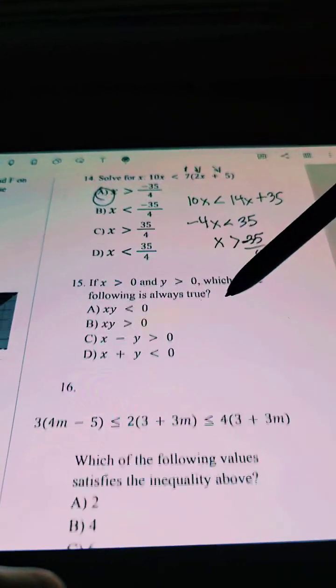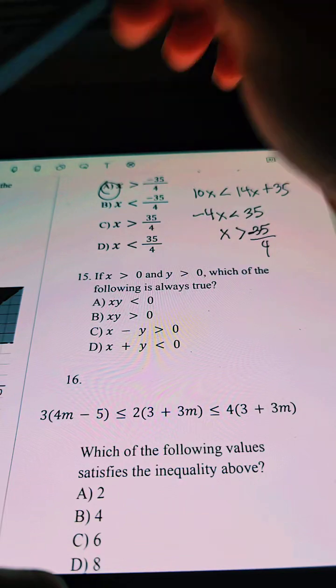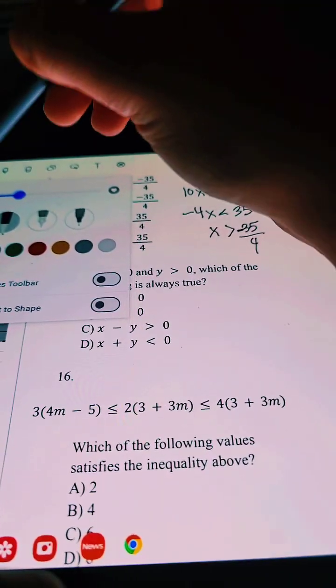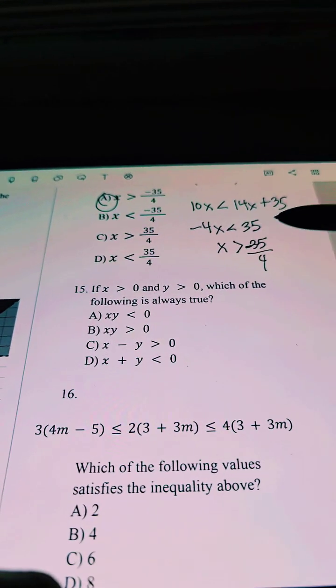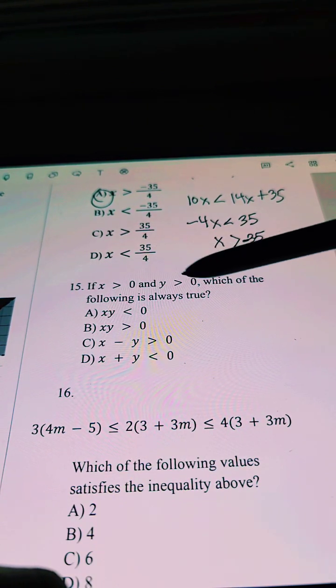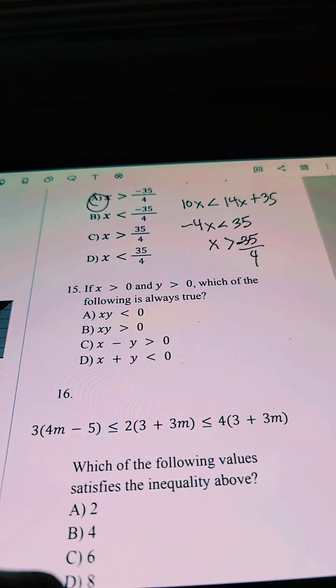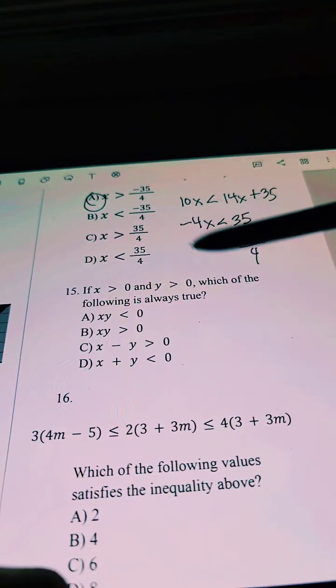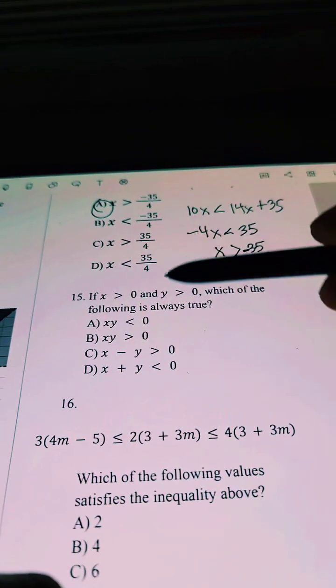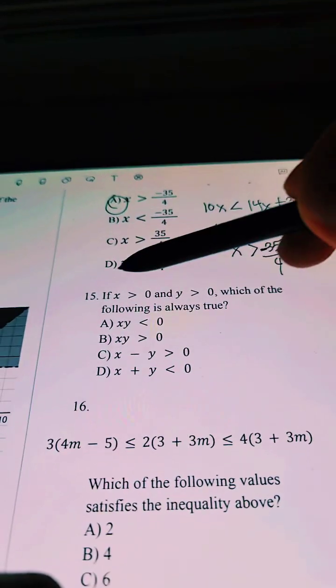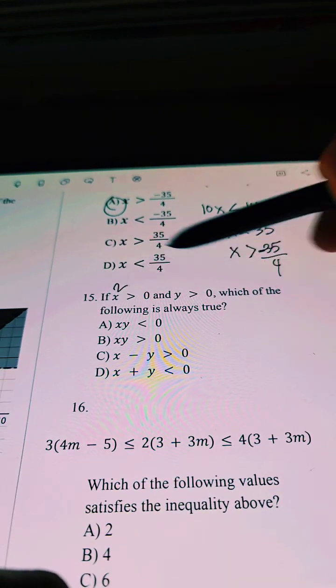Okay, and let's go to number 15. Whoops. There we go. Okay, number 15. If x is greater than 0 and y is greater than 0, which of the following is always true? Again, you can do that whole plug-in thing where you can say, okay, I'm going to pick, I don't know, like 2 and 3.